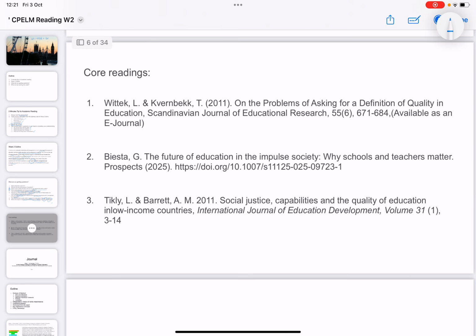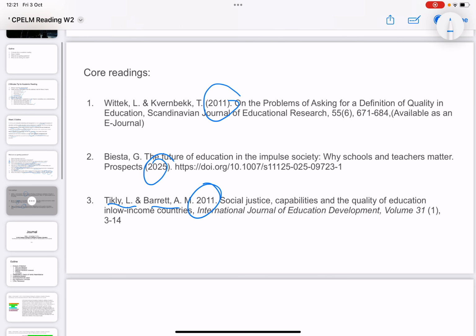All right, let's go. This week, we have 3 core readings. Wittek and Kvernbekk on the problems of asking for a definition of quality in education. Biesta's paper, quite recent, the future of education in the impulse society, and Tikly and Barrett. This is a much older paper, 2011: social justice, capabilities and the quality of education in low income countries. Sorry for the poor referencing; it's all over the place, but that shouldn't be a problem.